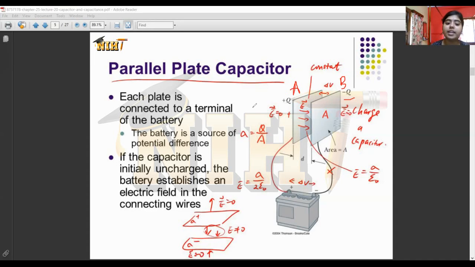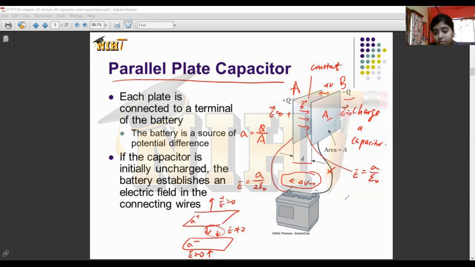Each plate is connected to a terminal of the battery, right? The battery is a source of potential difference. Here you can see the potential difference of the battery is delta V. These two plates are kept at a distance small d, and the area of the two plates is capital A. We assume that the area of the plates is much greater than the distance between the two plates, so capital A is much greater than small d. Why I am saying so, I will tell you later.